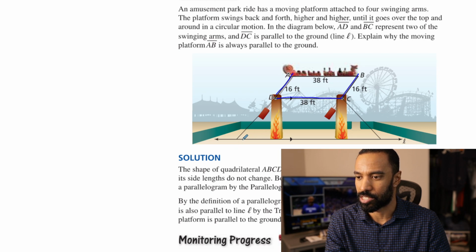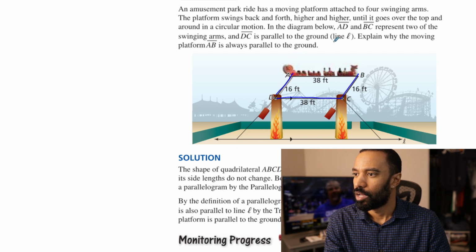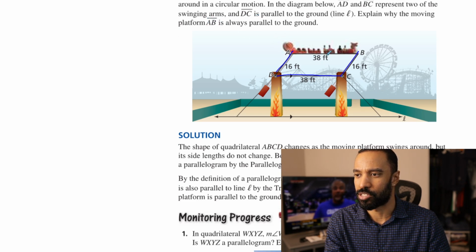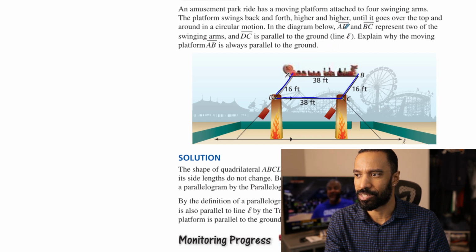Now, they did mention this. This is parallel to that guy down there. Explain why the moving platform AB is always parallel to the ground. They need a space right there. So they're going to tell you some stuff. Why does this always have to be parallel to the ground if this is?